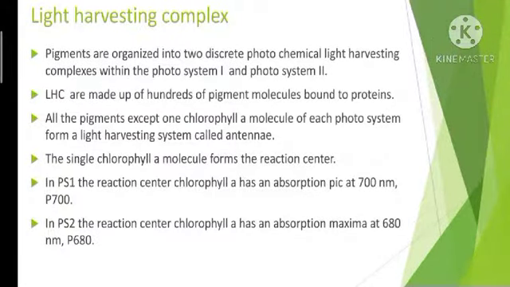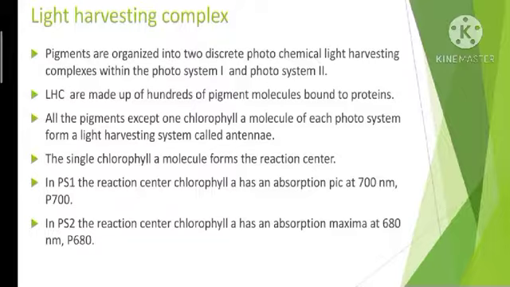In the thylakoid membrane, there are two photosystems, photosystem 1 and photosystem 2. These are named in the sequence of their discovery and not in the sequence in which they function during the light reaction. So the first discovered photosystem is named photosystem 1 and the second discovered photosystem is named photosystem 2. What are these photosystems?